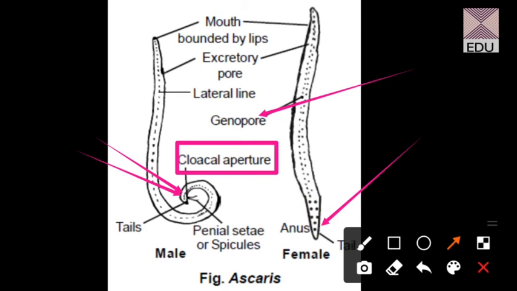So that means two systems are opening at the cloaca in the male. Now, what are the two systems? Number one, it is the digestive system, that means the end pore will be the anus. Second, it is the reproductive system. It is also opening at the cloaca. So that means the cloacal aperture is a common aperture for the digestive and the reproductive system. So this is a big difference. You should note this particular difference.